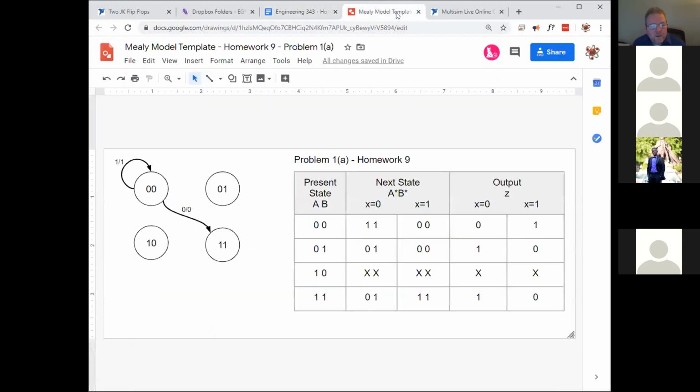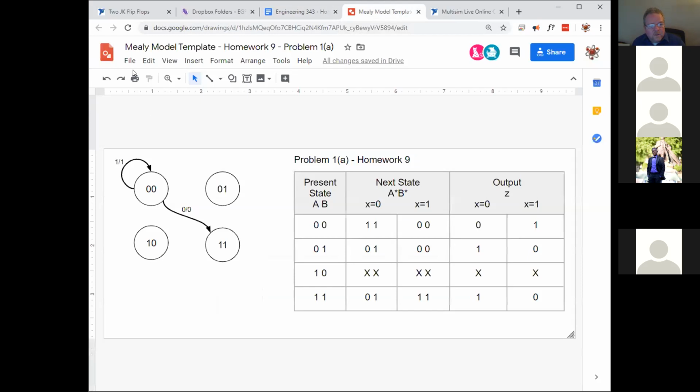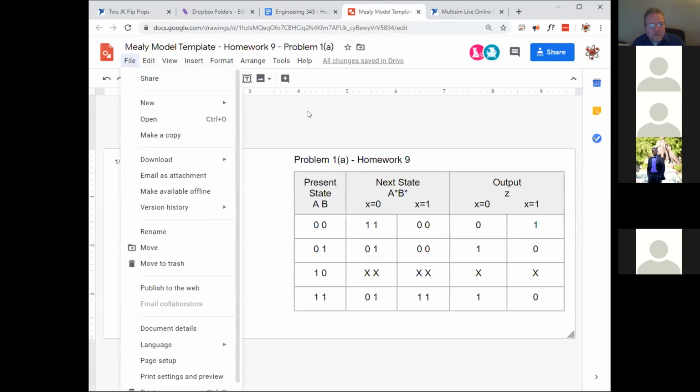All right, any questions about that? I can finish that one up. There's no ones in the circles. Below there's no horizontal lines because this is a Mealy model in which the value of z is along the arrows rather than in the circuit. All right, and so everybody can use this template, but I don't think you can edit it, right? You can only view it. So just go ahead and do the thing we normally do, make a copy, and you can finish it up from there.